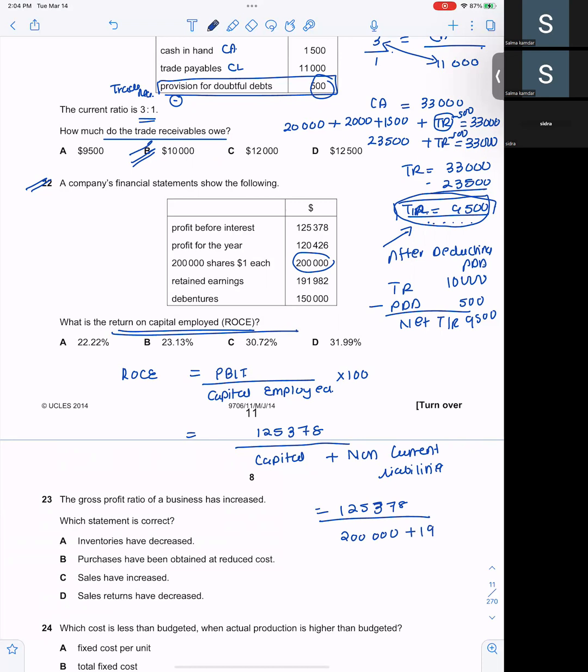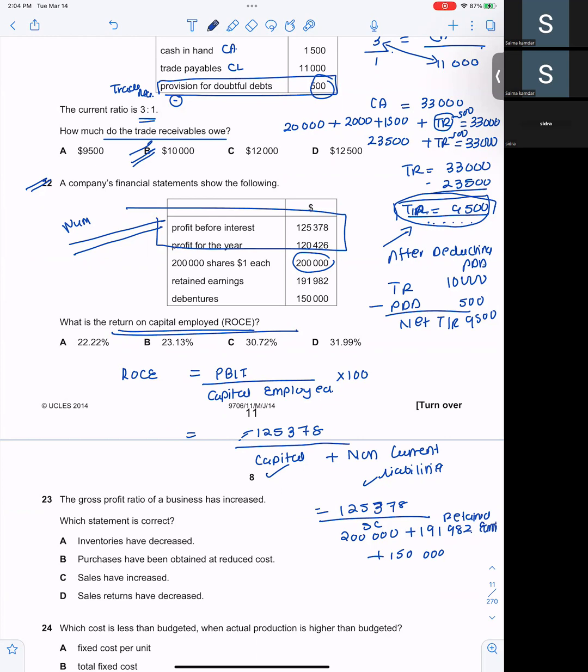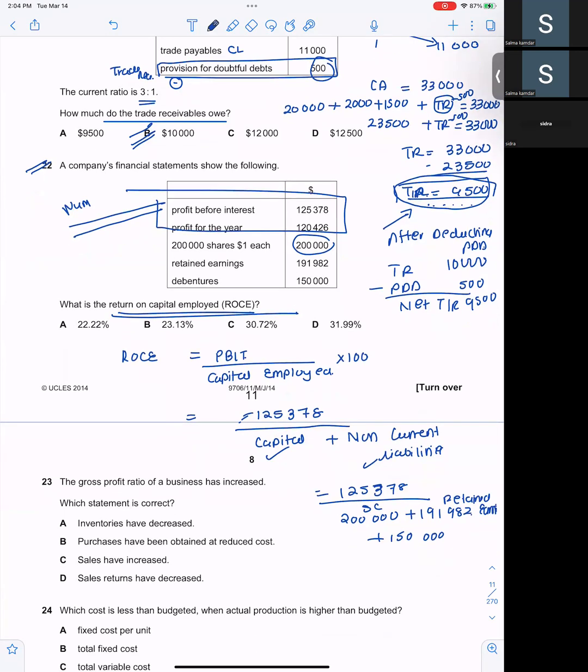Closing profit and retained earnings will be added, right? And that is only for the numerator. Capital employed means capital plus non-current liability. Capital in a limited company would be the share capital plus the retained earnings.